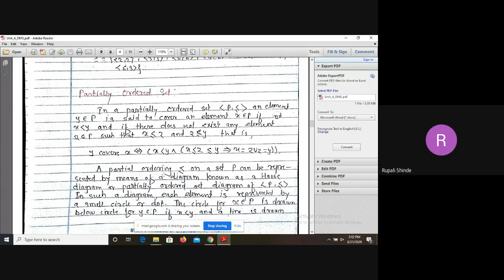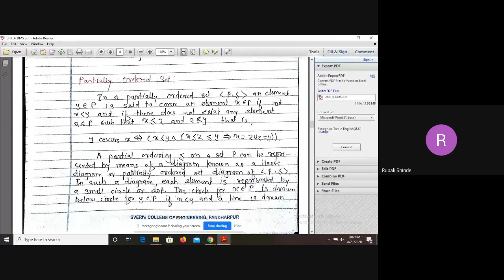A partial ordering on a set P can be represented by means of a diagram, and the diagram is called a Hasse diagram, or we can say it is a partially ordered set diagram. So we can represent any partial ordered relation with the help of a diagram, and that diagram is called a Hasse diagram. Then there are certain rules for how to draw a Hasse diagram. Those are listed here.